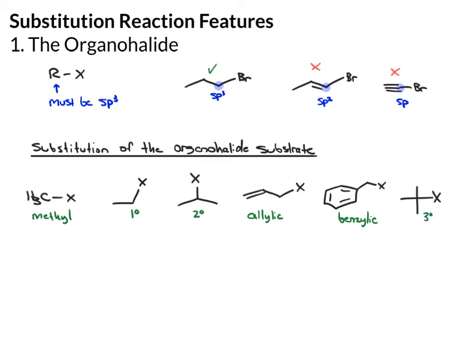And what we find is that in terms of the mechanism, the methyl and primary halides can only do SN2 reactions. These will not undergo SN1 reactions. The tertiary halide will only undergo SN1 reactions. And then the three in the middle, secondary, allylic, and benzylic, these will undergo SN1 or SN2.